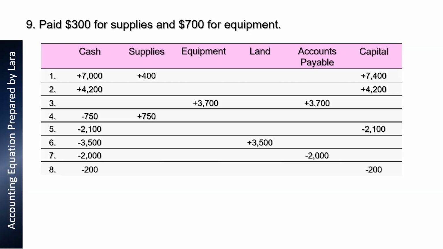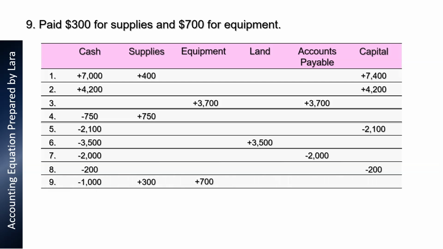Transaction 9: paid $300 for supplies and $700 for equipment. Consequently, cash decreases by $1,000, supplies increase by $300, and equipment increases by $700.